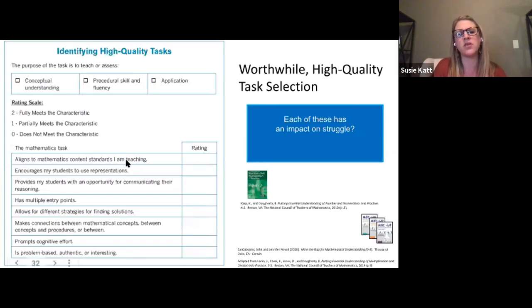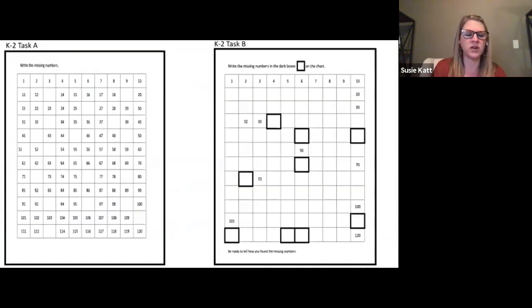Does it align to the math content standards? Does it encourage students to use representations? Does it have multiple entry points? Even if I think about a task I already have, then how might I implement it? You can go through this checklist to decide, is this a high quality task or not? If you're interested in this, I can sure share a bigger example.